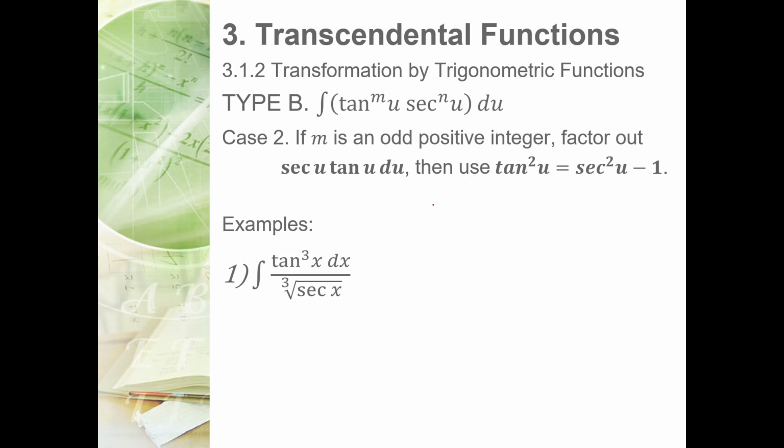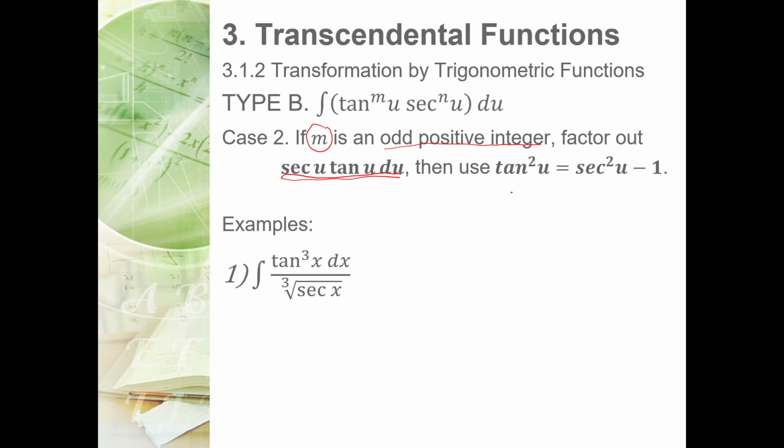So for type B, case number 2, this time your m is an odd and positive integer. So m is odd and positive. If the tangent exponent is odd, we need to factor out sec u tan u. Again, the factored out term is our candidate for the du parameter in the u-sub technique. If the derivative is sec u tan u, then the term is secant, because the derivative of secant is sec u tan u.